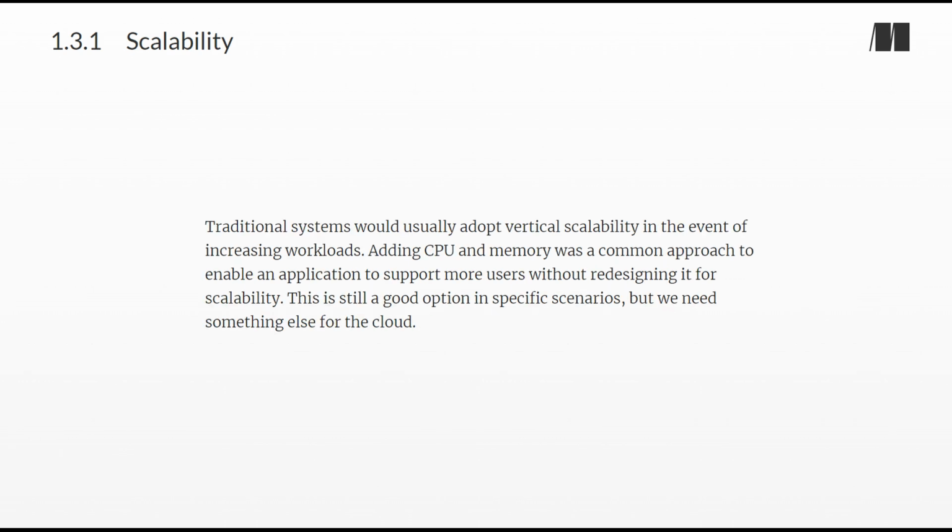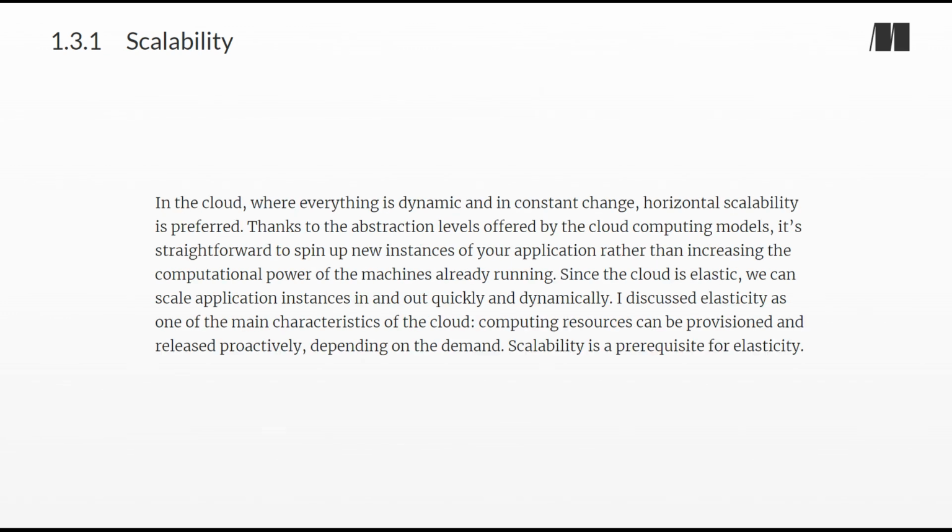Traditional systems would usually adopt vertical scalability in the event of increasing workloads. Adding CPU and memory was a common approach to enable an application to support more users without redesigning it for scalability. This is still a good option in specific scenarios, but we need something else for the cloud. In the cloud, where everything is dynamic and in constant change, horizontal scalability is preferred.